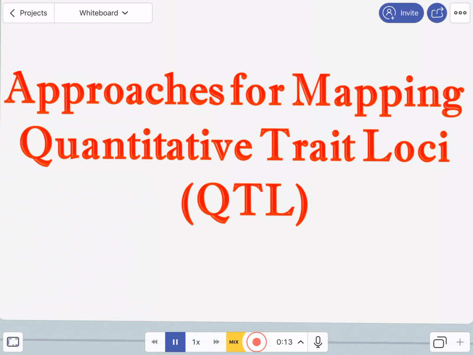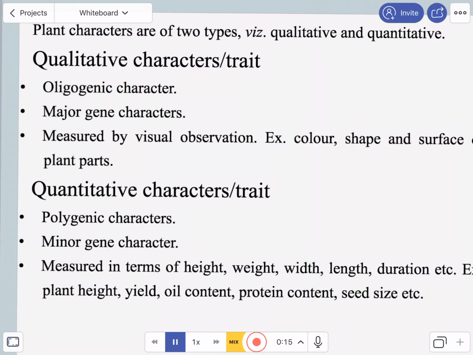Today we are going to discuss mapping populations, quantitative trait loci, and QTL mapping. When we talk about quantitative trait loci, we should know what a quantitative trait is and what a qualitative trait is. Plant characters are of two types: qualitative and quantitative.